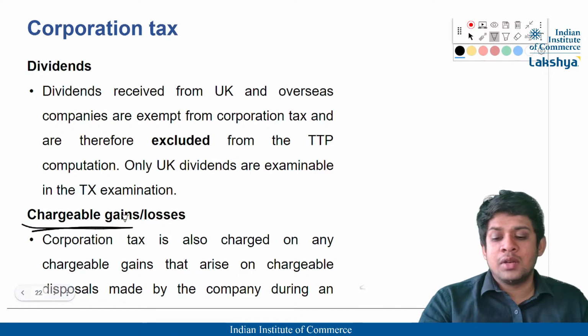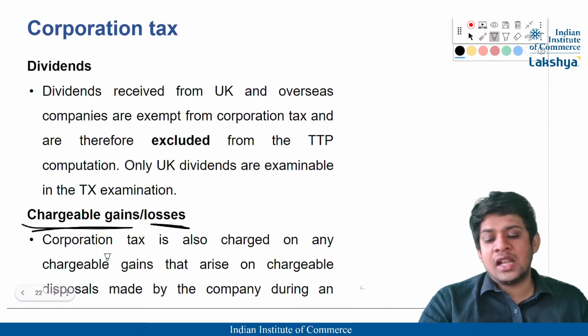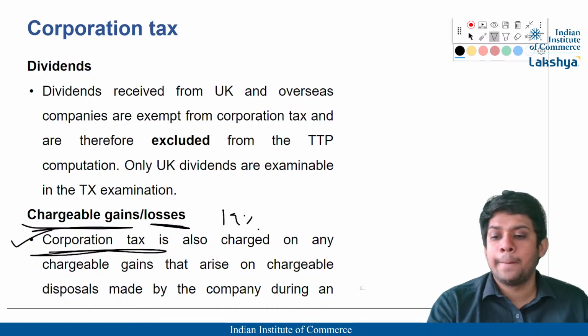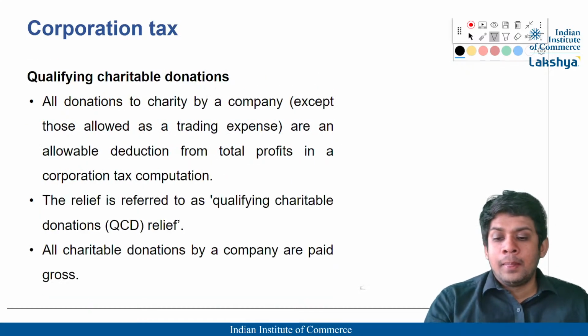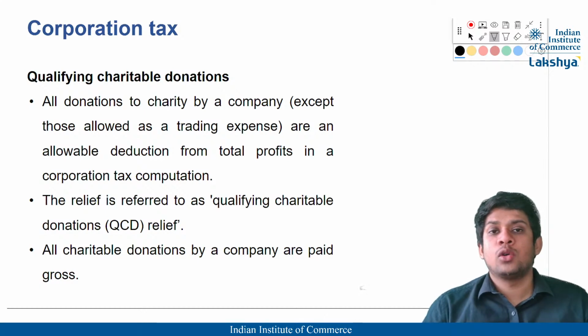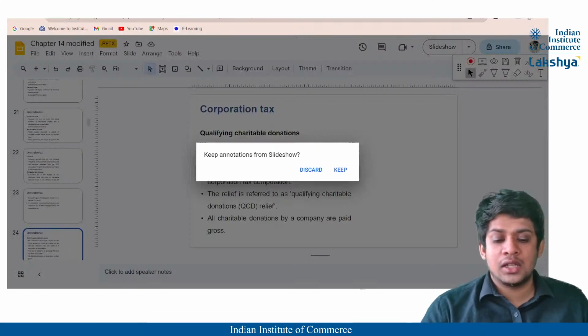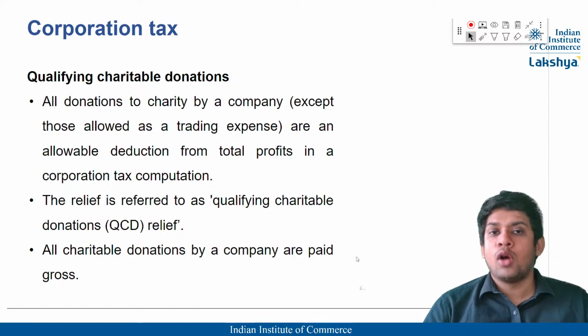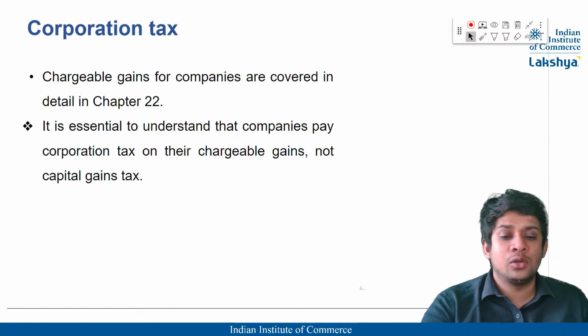Okay. Then any chargeable gains and losses. If there are any chargeable gains and losses, always remember corporation tax is charged at 19% and not the CGT rules. Okay. Now lastly, qualifying charitable donations. Guys, qualifying charitable donations are nothing but all donations which are made to charity.